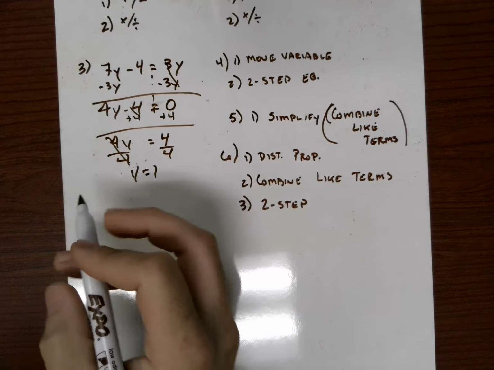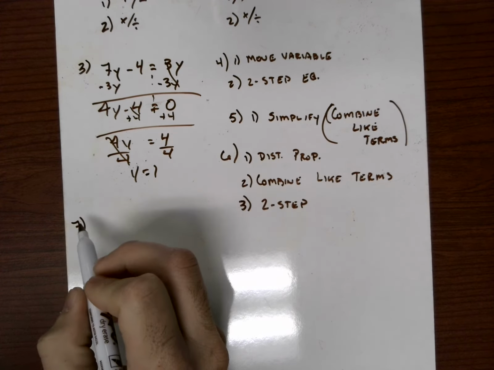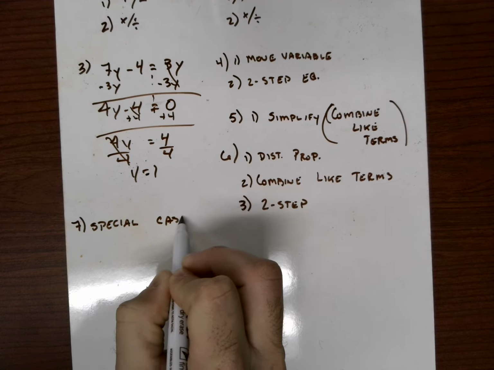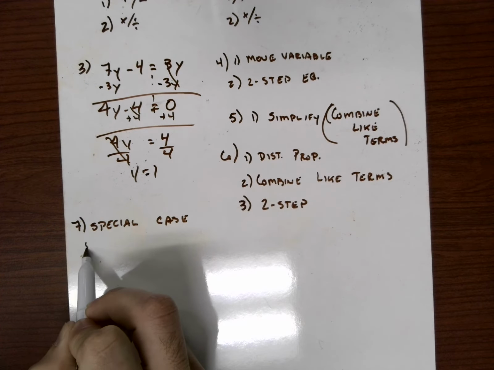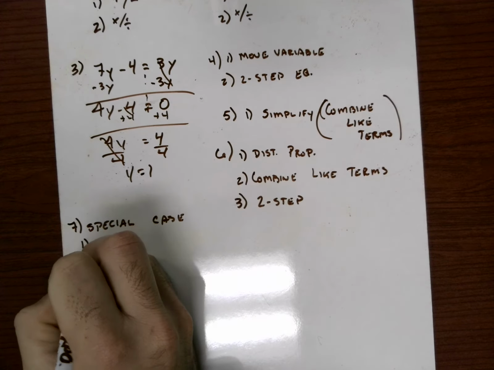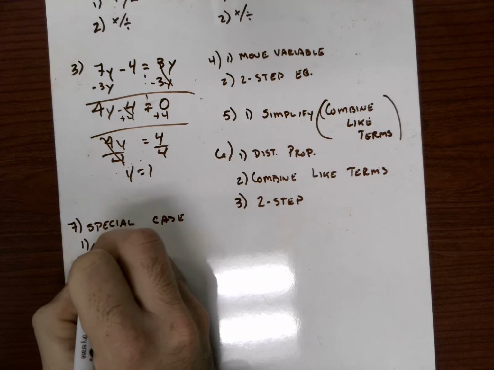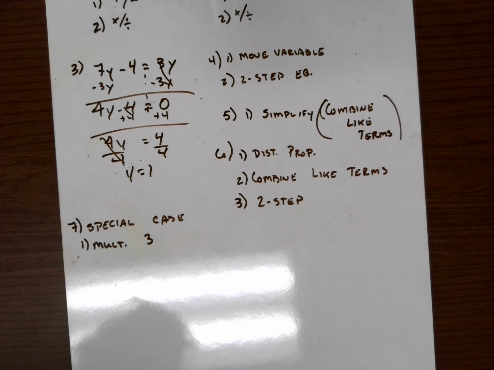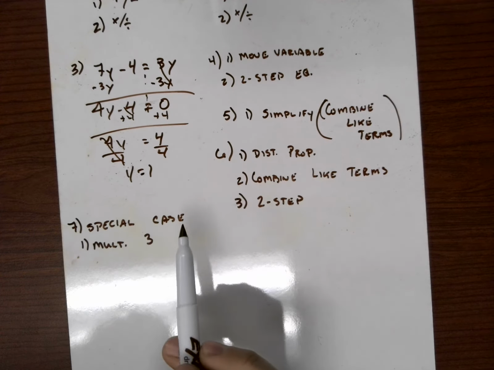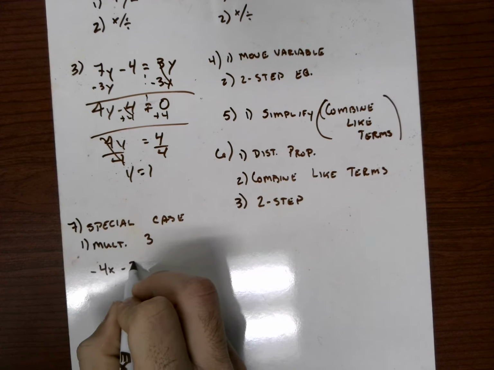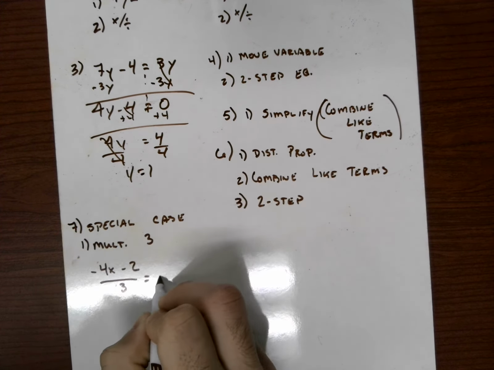Number 7. Number 7 is a special case. Remember those special case equations we talked about. The first thing that we're going to do in number 7 is multiply by 3, because we've got to get this 3 out of the bottom. If you remember, number 7 is not just, let me write this problem down. Negative 4x minus 2 over 3 equals -6.